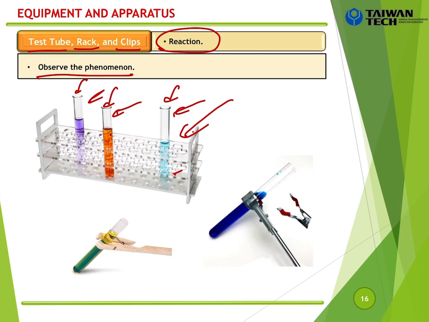But you cannot use your hand only, because maybe there is some toxic chemical, so we need to use a clip. The clip here can help you to hold the tip, okay? And then you can take the photo, or you can also see some phenomena, okay?